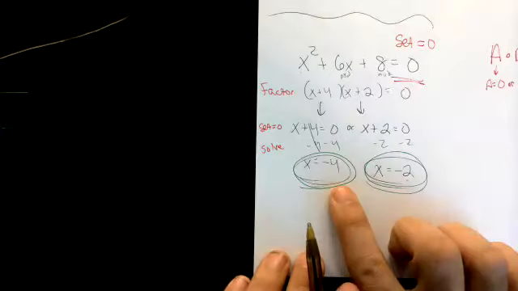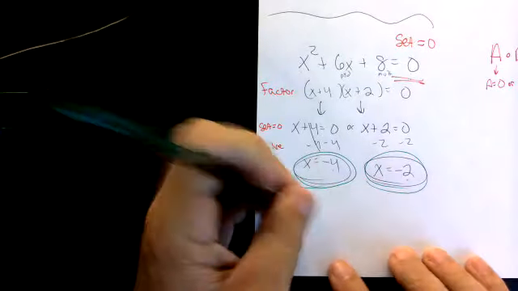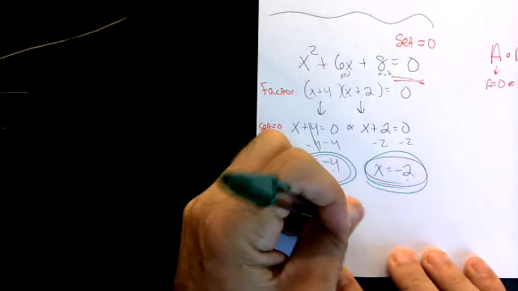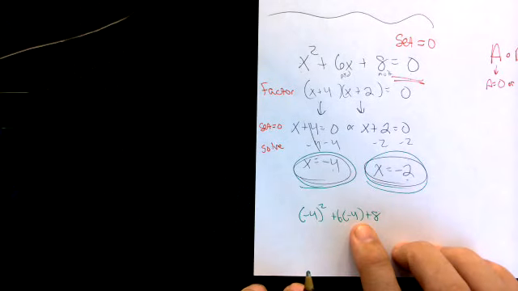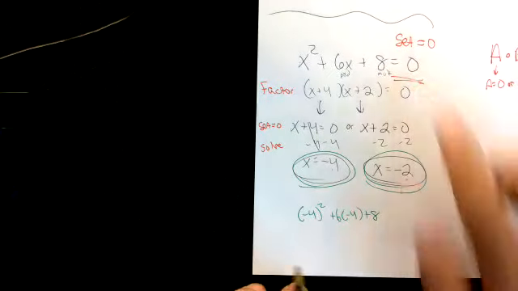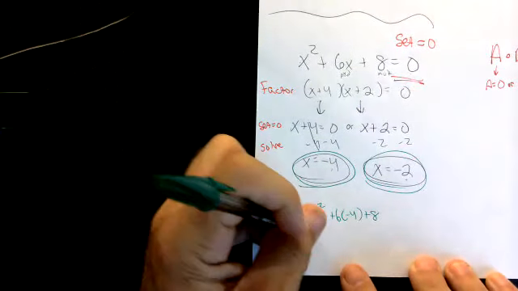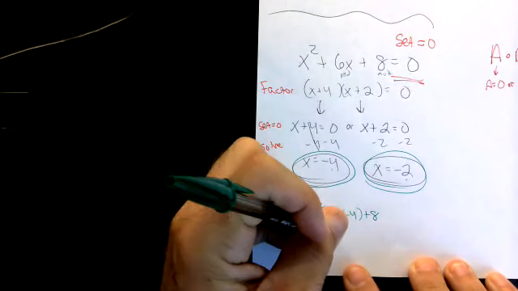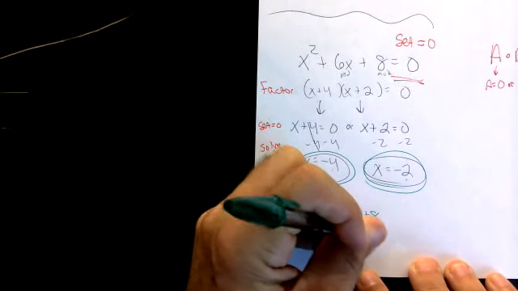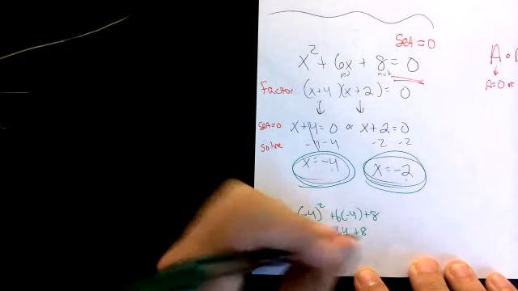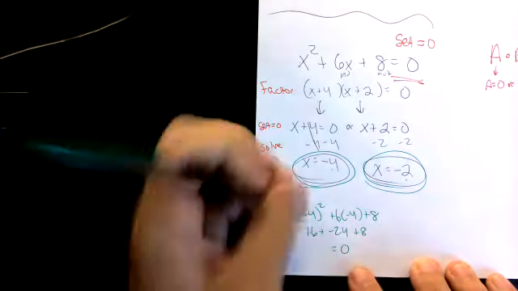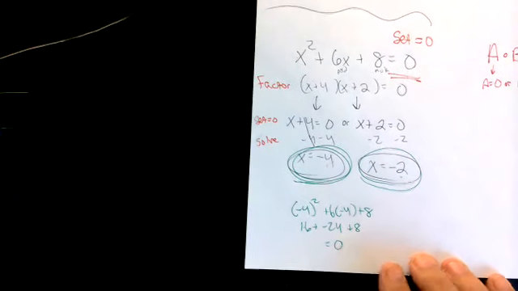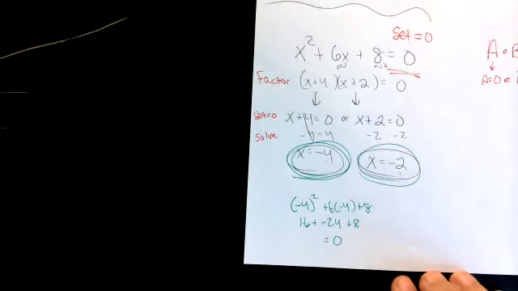Okay, so what I mean is you can actually check this. If I plugged -4 in, I can see if that equals 0 like it's supposed to. -4 squared is 16. 6 times -4 is -24. 16 plus 8 is 24. Minus 24 is 0, just like it's supposed to be. -4 is a good solution.